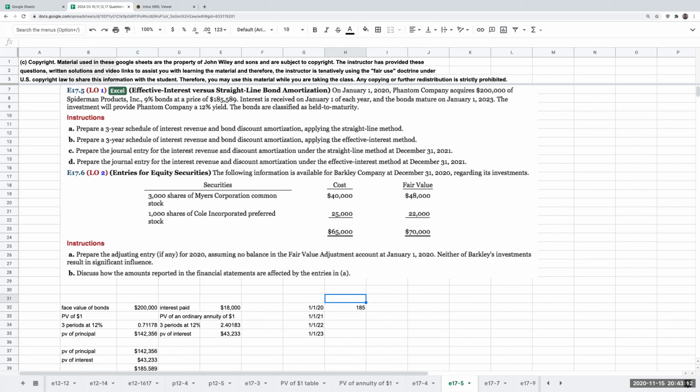So we have the carrying value of 185,589. Then over here, my interest revenue is going to be the carrying value times 12%, which is the market rate of interest. I'm going to move these down one because we're doing this at the end of the year. So my interest revenue is going to be 185,589 times 12%. This is going to be the effective interest. I'll do straight line in a second. So this is giving us our interest revenue.